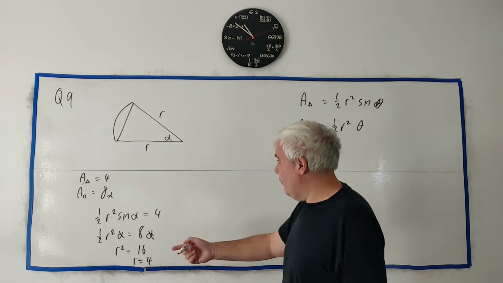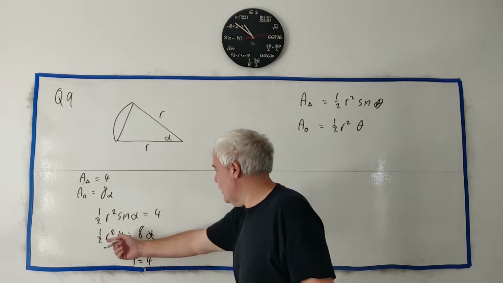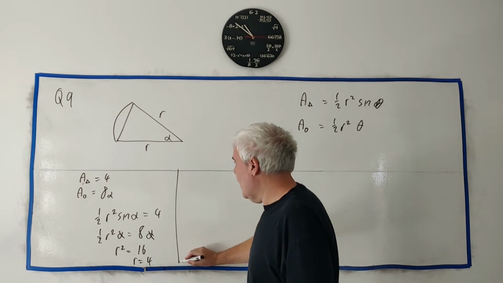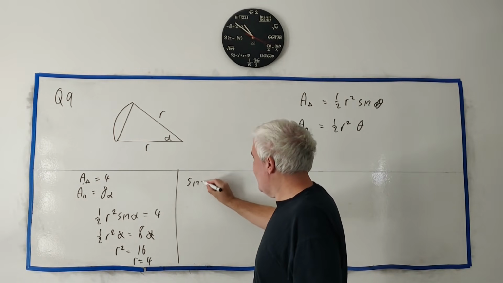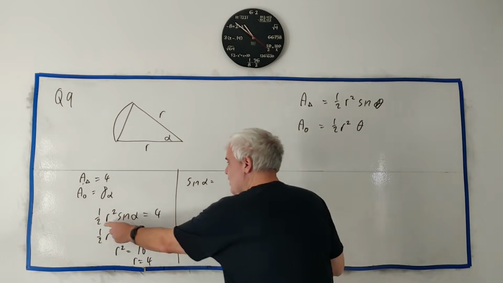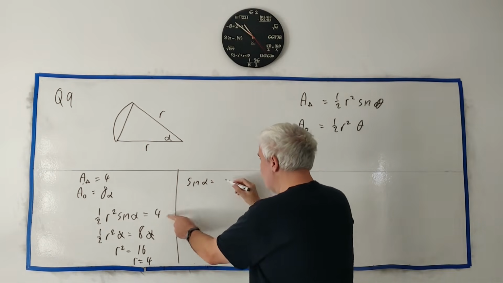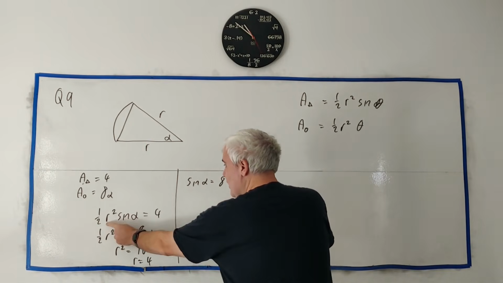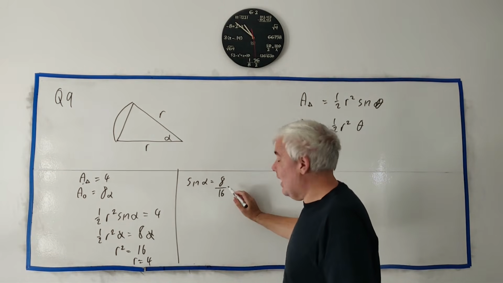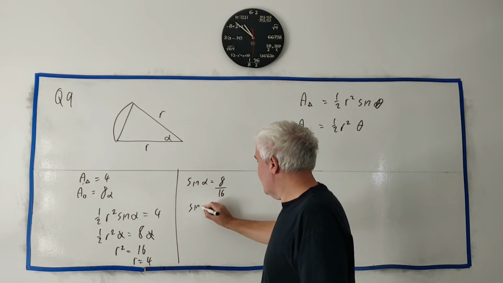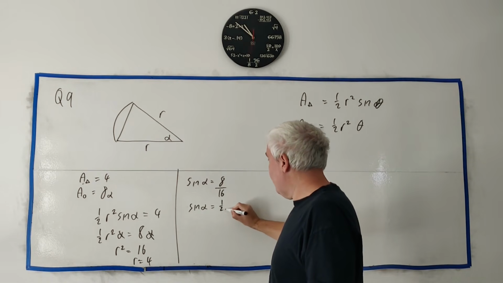And alpha then, we could use whichever equation we want. Let's use this one here. Oh sorry, no, alpha's gone in this one. We use this one here. Sine alpha is equal to, 2 times this 4 is 8, and this is 4 squared, that's 16, so we divide over here. Sine alpha is 8 over 16, so sine alpha is equal to a half.